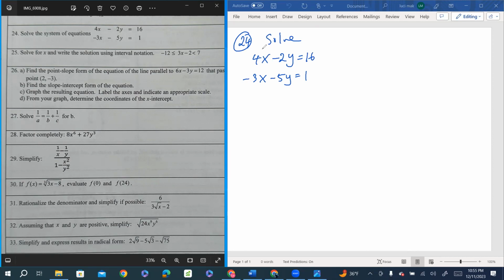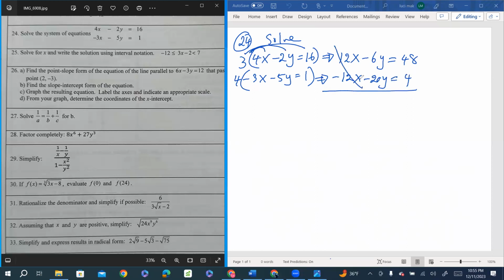It doesn't matter which you want to multiply to cancel the x or y first. I'm going to do 12. So I'm going to multiply this by 3 and that by 4. Now remember, one is positive, the other one is negative, so it will eliminate. You don't have to change the sign. So distribute the 3 into all of them. So 3 times 4 is 12x minus 6y equals 3 times 16, 48. And then multiplied by 4, we'll get negative 12x, negative 20y equals 4.